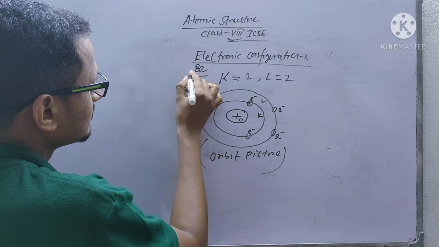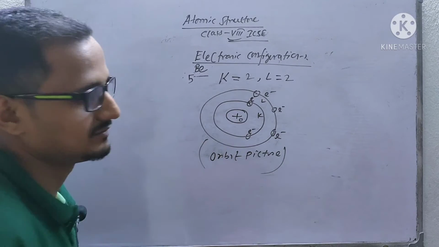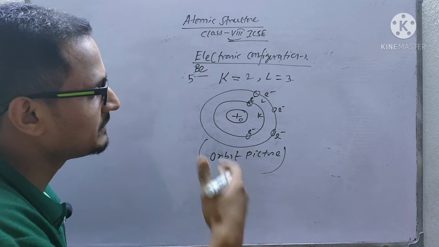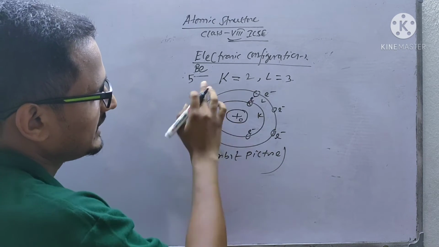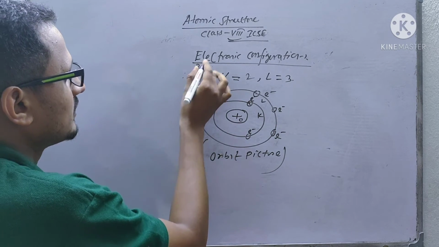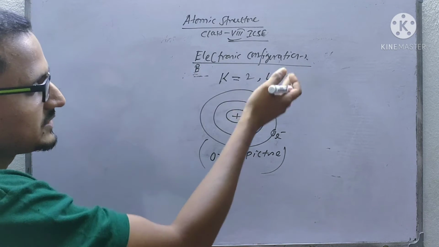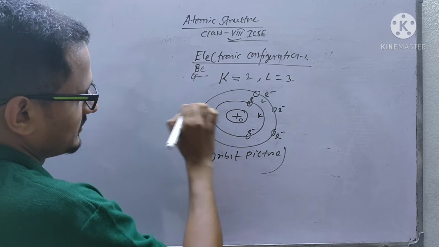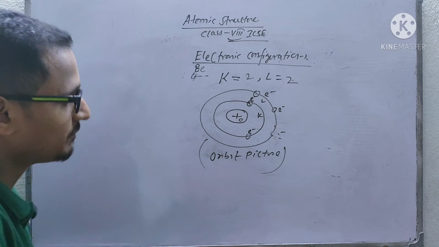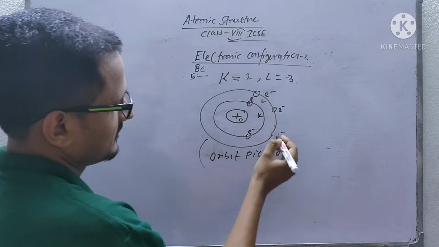Now for boron, how we will do? Another electron will be in L orbit. Same. Up to 8 we can do. Up to 8 will be placed in L orbit. Beryllium is 4, that means for beryllium 4 electrons, 2 in K and 2 in L. Understood? And for boron 5 will be there, that means 2 electrons in K orbit and 3 electrons in L orbit.